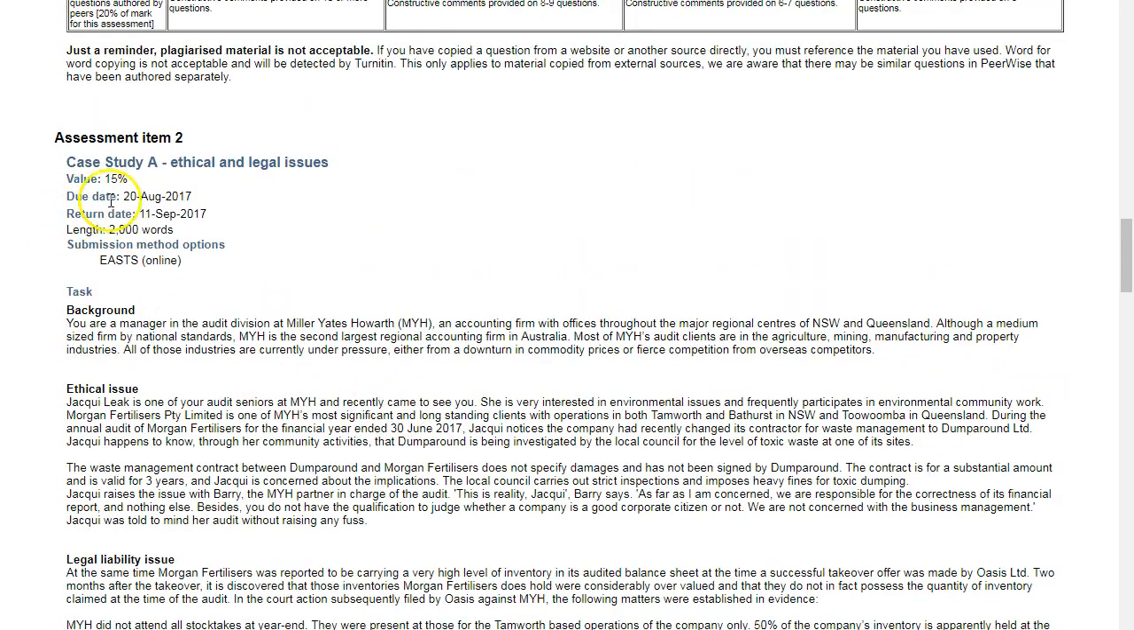Now the final point I want to make is in relation to word count. The question clearly says that the word count is 2,000 words. So make sure you stick to it. The questions should roughly be about 1,000 words each, and that's it for now.